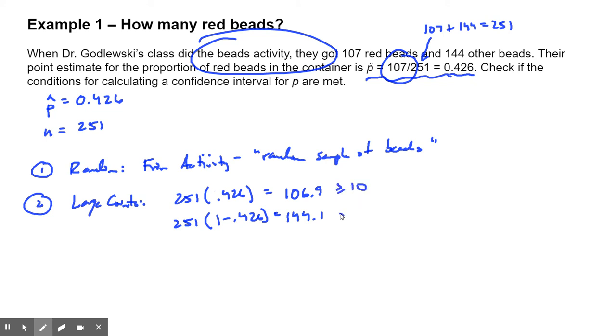Both of them are at least 10. So the random condition is met, and the large counts condition is met. So these conditions are met, and we could follow through with the problem. All right, so that's objective 1. Very similar to your chapter 6 stuff with the large counts. You just have to add that random condition in there as well. All right, next objective's coming.